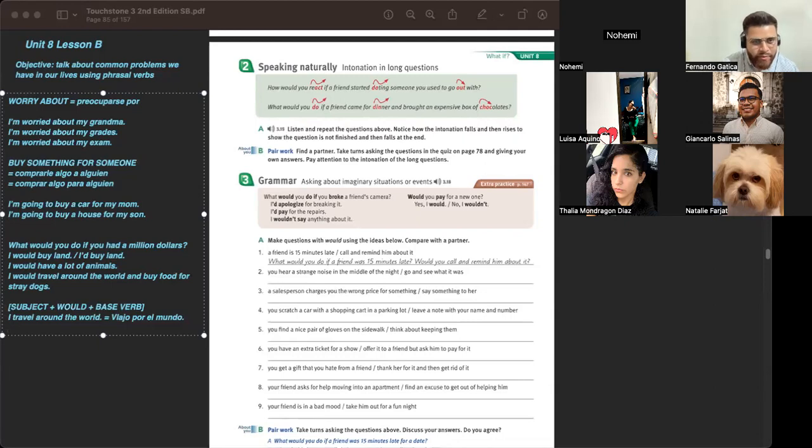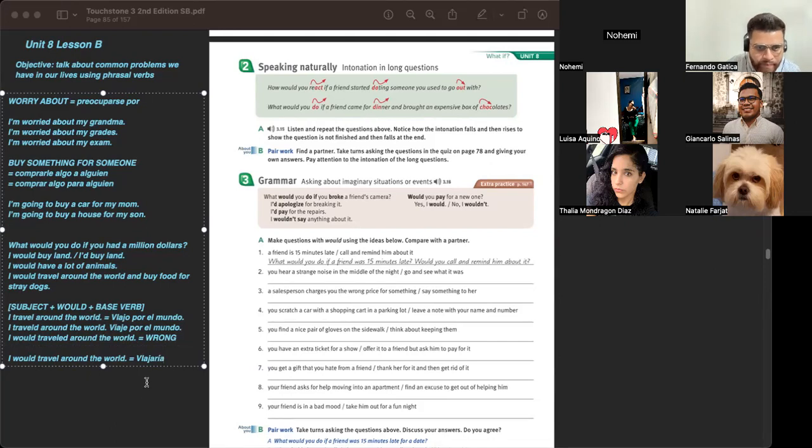Si usas el verbo en el pasado, I traveled around the world, eso no es correcto. Eso es viaje. Viaje por el mundo. Y si usas I would traveled, combinas would con un verbo en el pasado, eso, la verdad, no significa nada, es incorrecto, es wrong. Así que la única opción que tienes es usar would con el verbo en su forma base. I would travel around the world. This is correct, and this is viajaría. Hypothetically.